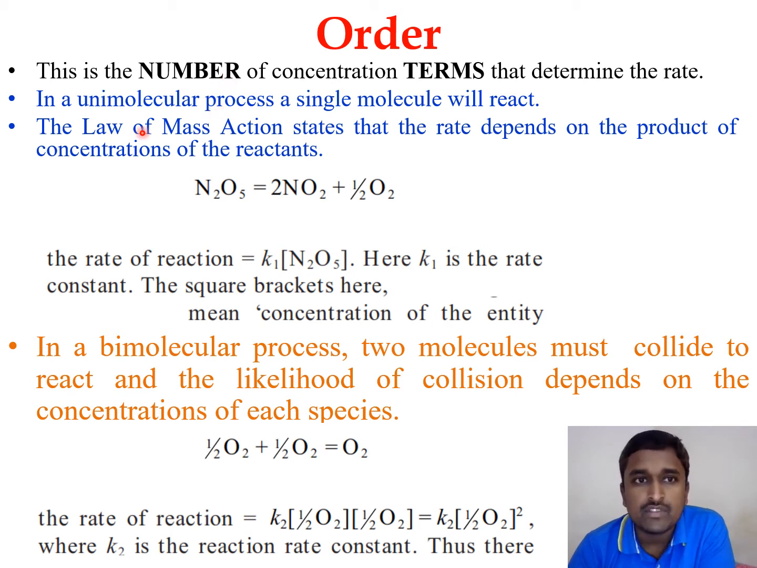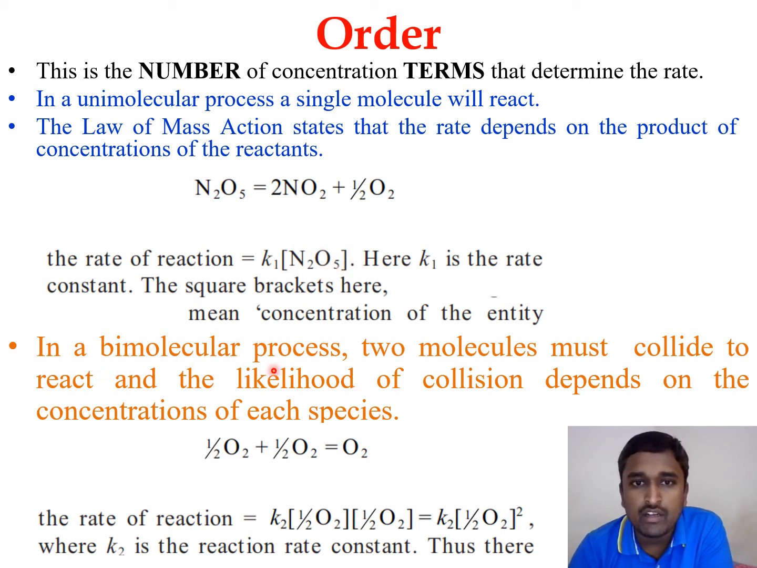We'll see some examples. In a unimolecular process, a single molecule will be the reactant. The law of mass action states that the rate of this kind of reaction depends upon the reactant concentration. As we mentioned before, dinitrogen pentoxide will give two molecules of nitrogen dioxide and one oxygen atom. So the rate of the reaction is K into the concentration of dinitrogen pentoxide. Here K1 is the rate constant for the first order reaction, and the bracket indicates the concentration of this reactant.